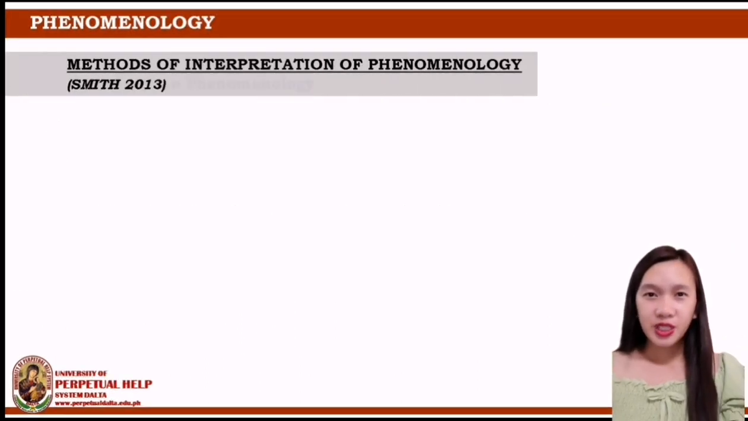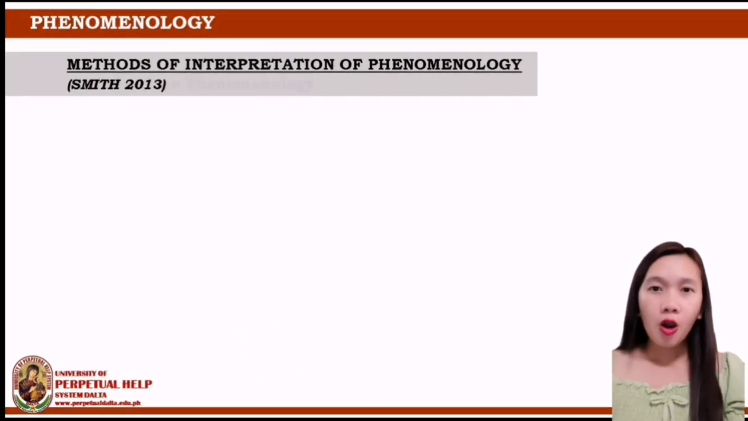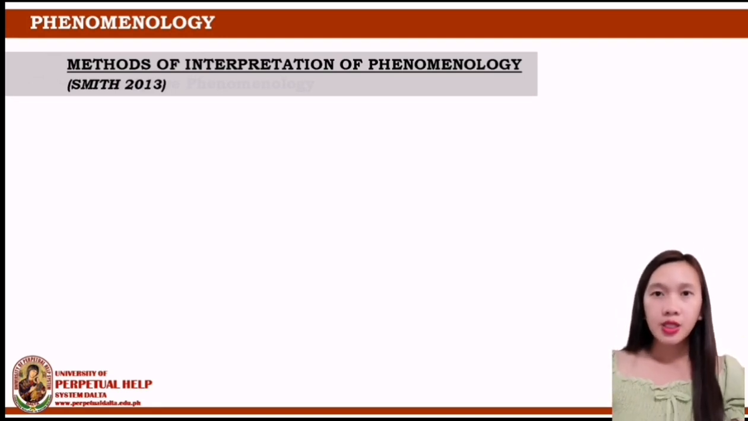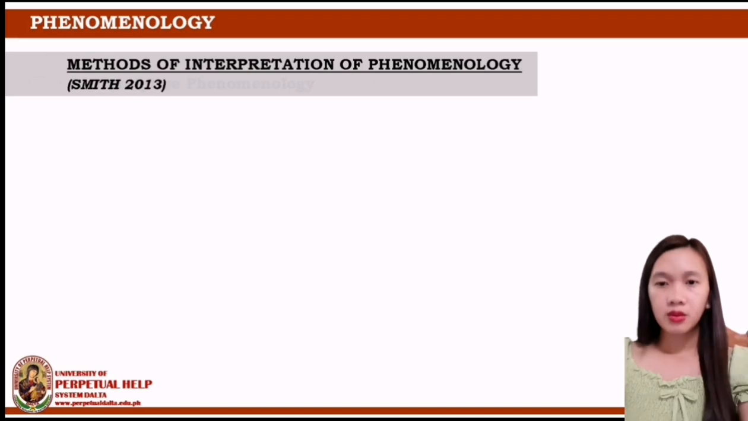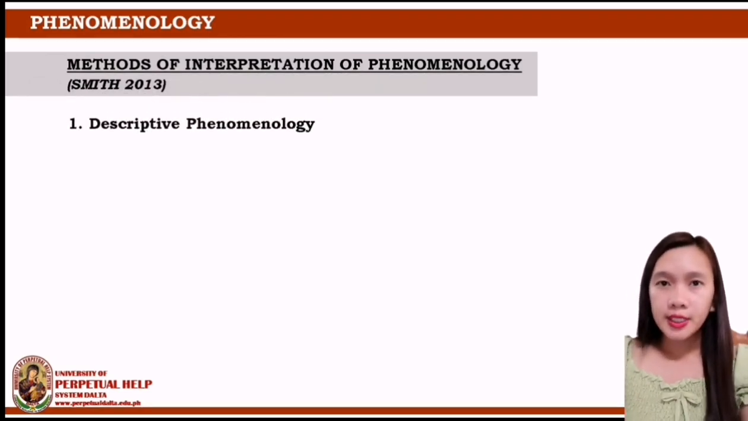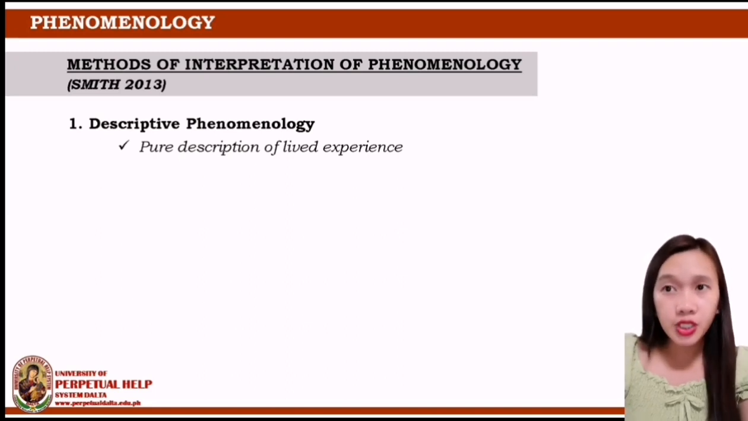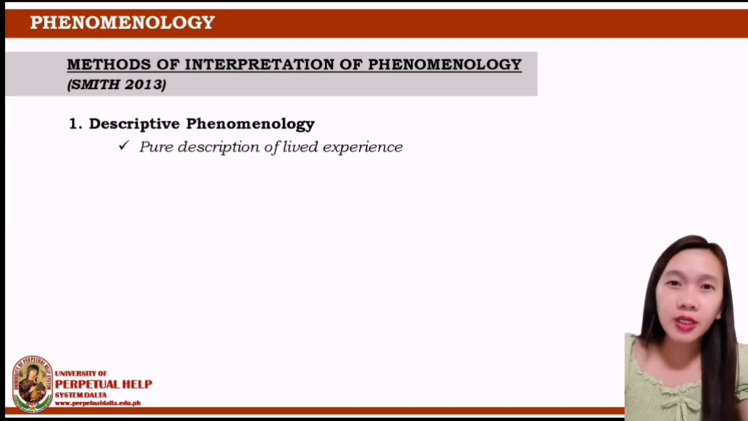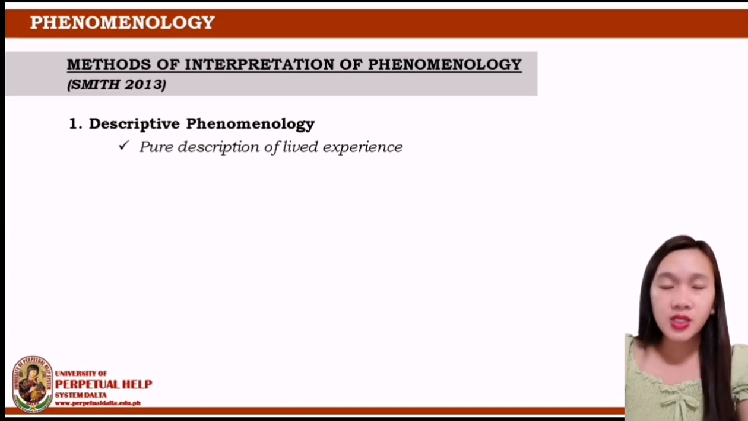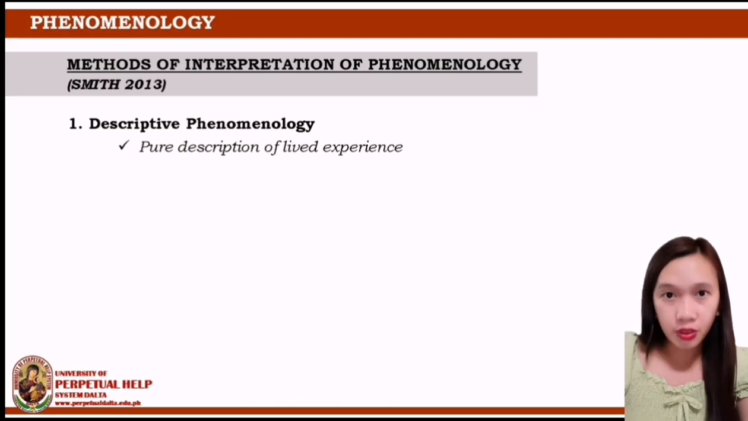Now, let's proceed to the types of phenomenology or methods of interpretation of phenomenology, Smith, 2013. The first one is descriptive phenomenology. It's a method of inquiry that emphasizes the detailed description of subjects' lived experiences. This type of phenomenology is often used in research with human subjects, particularly in social sciences. So it's all about a pure description of lived experience.